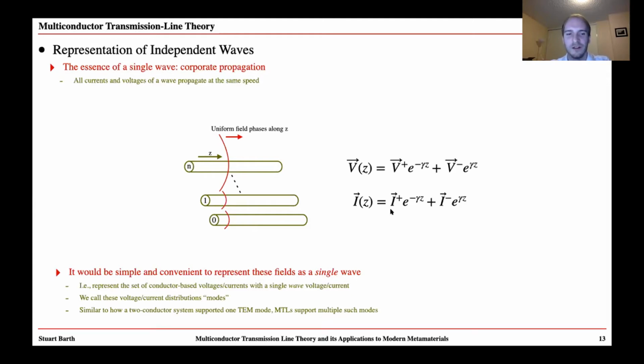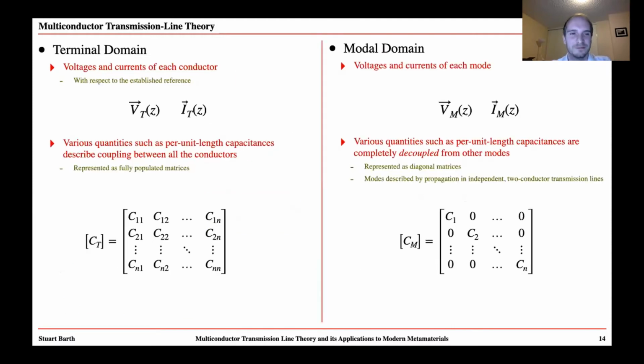Well, we have a formalism which we refer to as modal analysis, and we call these voltage and current distributions modes. So similar to how a two-conductor transmission line supports one TEM mode, multi-conductor transmission lines support multiple such modes. And so we really end up having two main descriptions with which we can describe the voltage and current quantities of a multi-conductor transmission line, and by extension, various other properties. And these domains of representation are known as the terminal and modal domain.